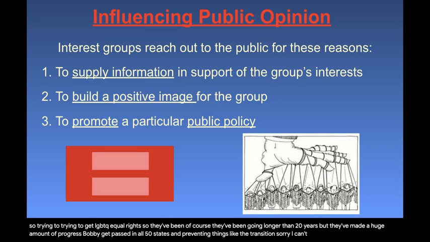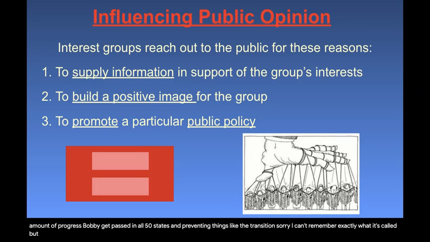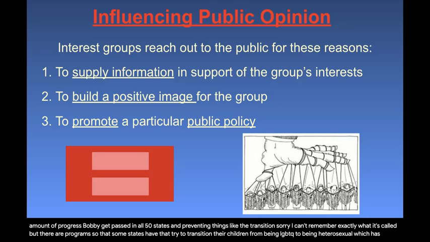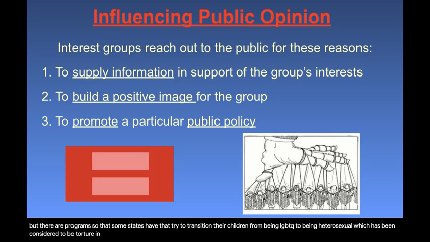Gosh, I'm sorry, I can't remember exactly what it's called. But there are programs that some states have that try to transition their children from being LGBTQ to being heterosexual, which has been considered to be torture in most places. And so it has been outlawed in a lot of states in the United States today.